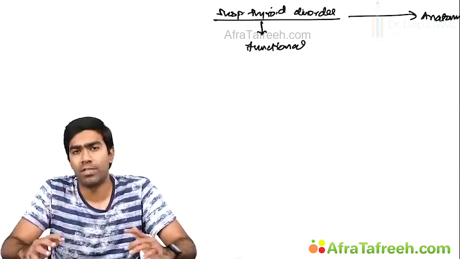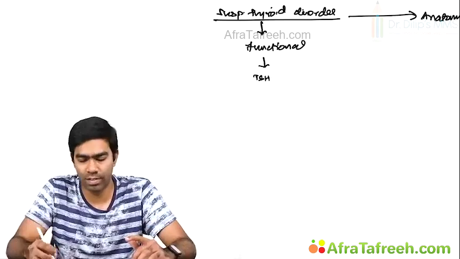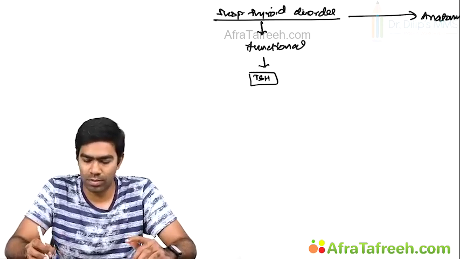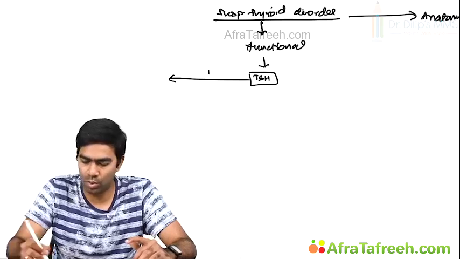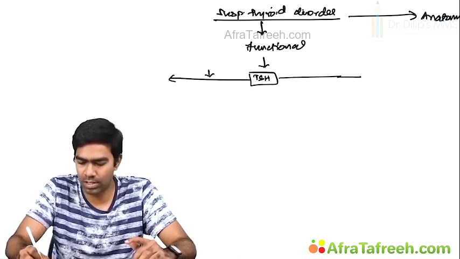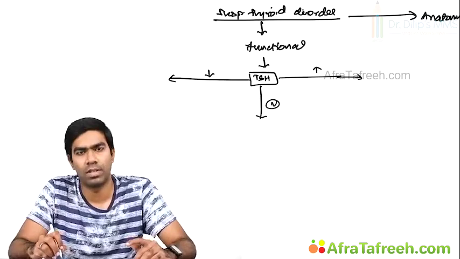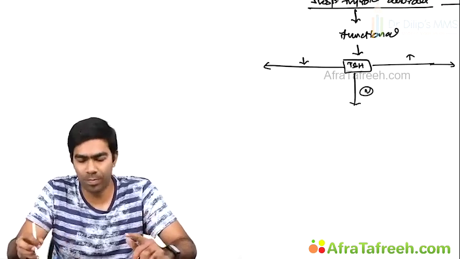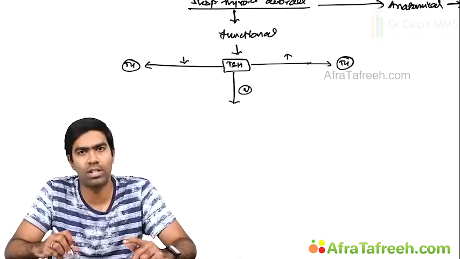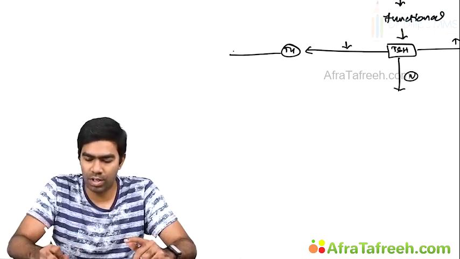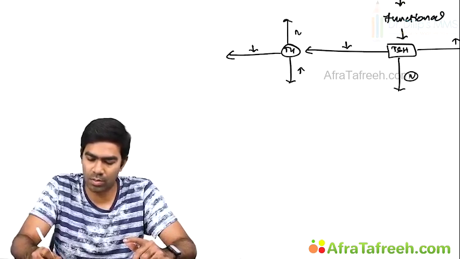Then if you suspect a functional problem like hypo or hyperthyroidism, again do a TSH first. When you do a TSH, there are three possibilities: TSH could be low or suppressed, TSH levels could be increased, or TSH levels could be normal. Clear? If the TSH levels are low, the next step is to look at the T4. Even if TSH levels are increased, again look at the T4, which could be low, increased, or normal.